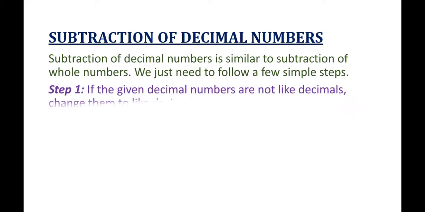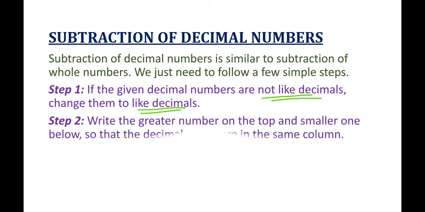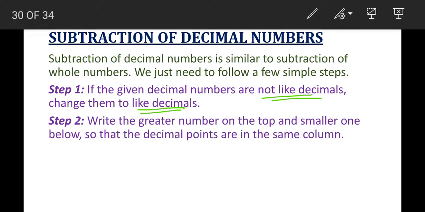So the first step is, if the given decimal numbers are not like decimals, then change them to like decimals. Second step is, write the greater number on the top and the smaller one below it, so that the decimal points are in the same column.